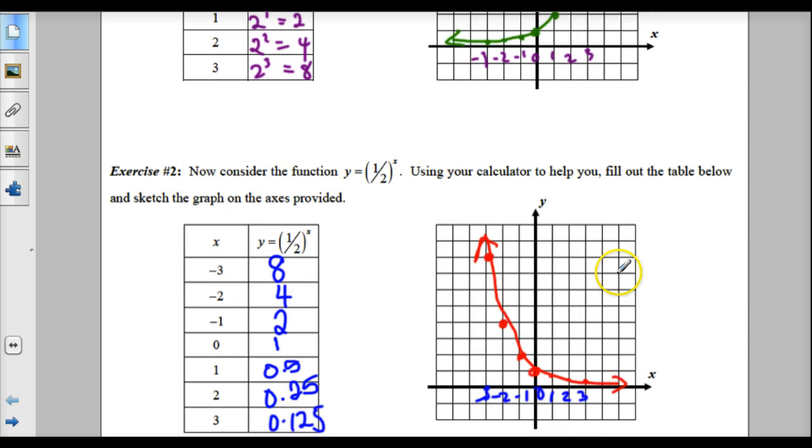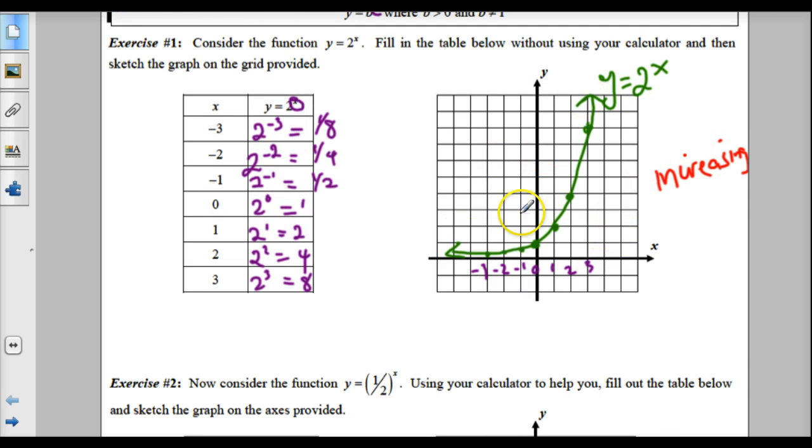And this is what we call a decreasing graph. And we're going to talk about this. This is called an exponential decay. And this is called an exponential growth, which we're going to talk about in our future lessons.